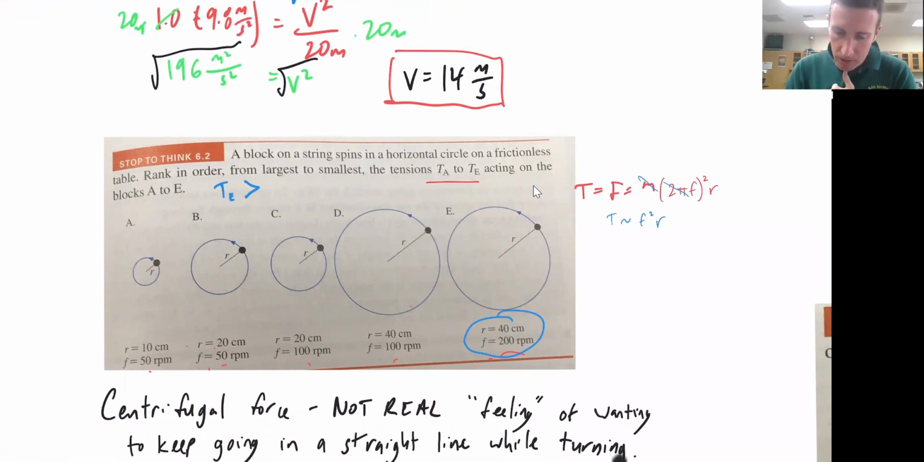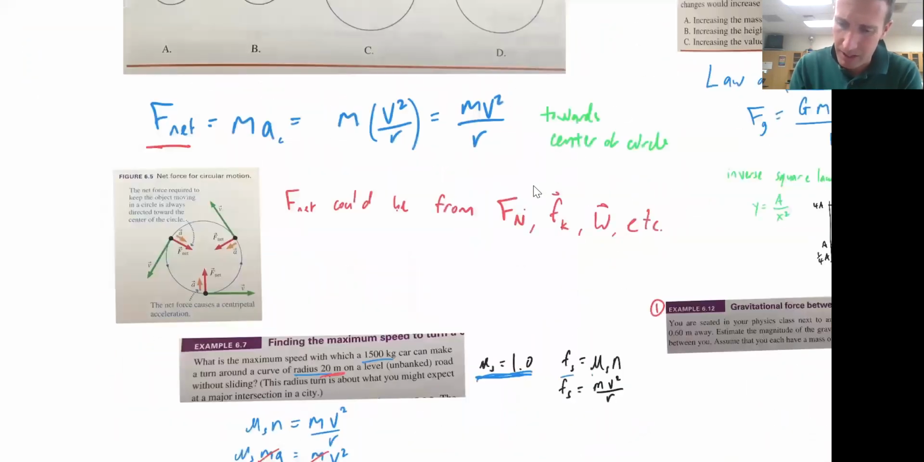Okay. Now, the next one, I have one at 40 with 100 RPMs and one at 20 with 100 RPMs because I want the radius to be bigger and the frequency to be bigger. So this one has a bigger radius and the biggest frequency. Okay, so I think the tension of D would come next. Force equals mass times acceleration. I just want to double check this. It feels too easy.